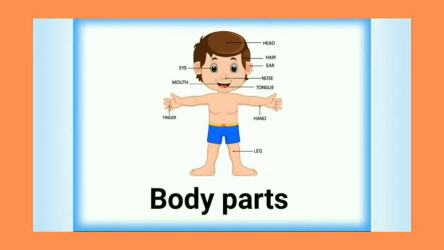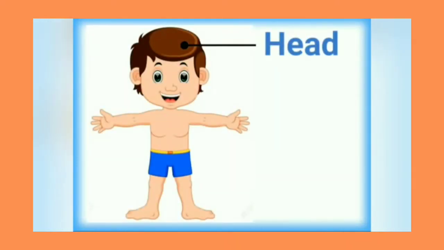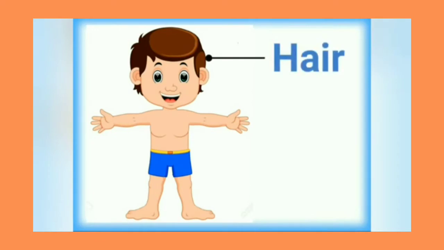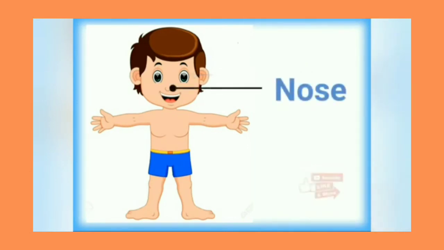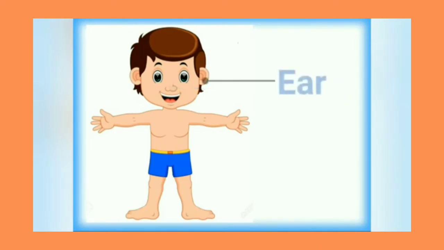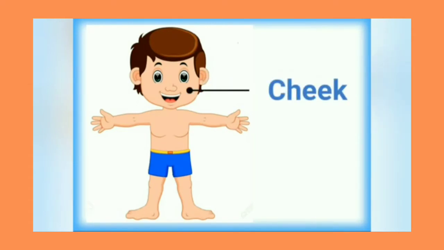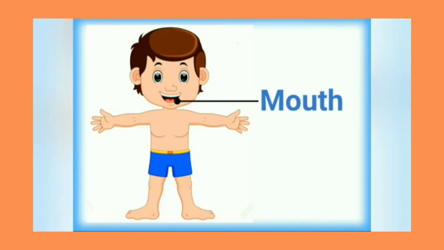Body parts. Head. We have one head. Hair. Eye. We have two eyes. Nose. We have one nose. Ear. We have two ears. Cheek. We have two cheeks. Mouth. We have one mouth.